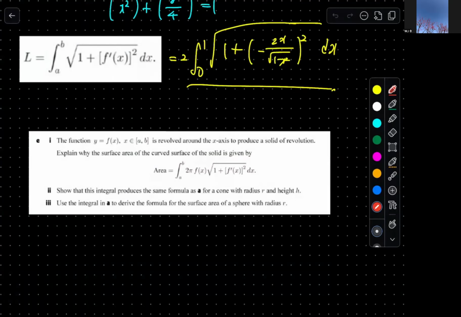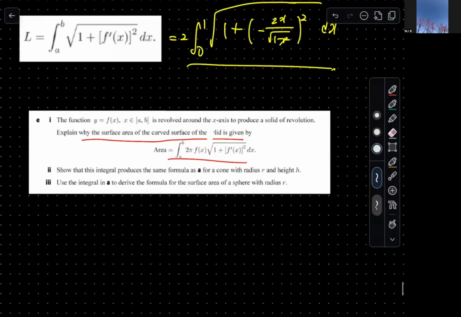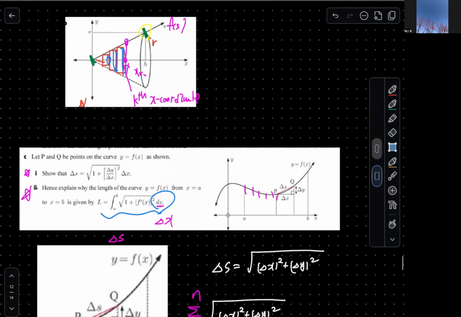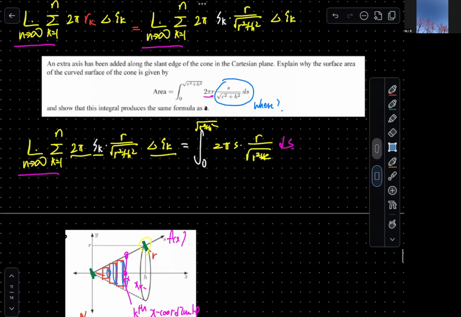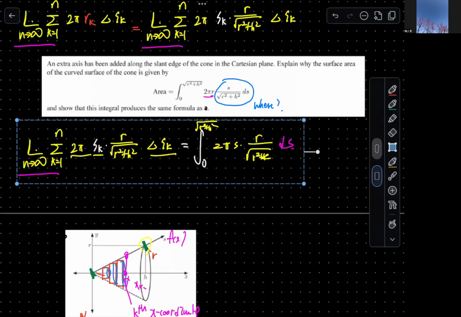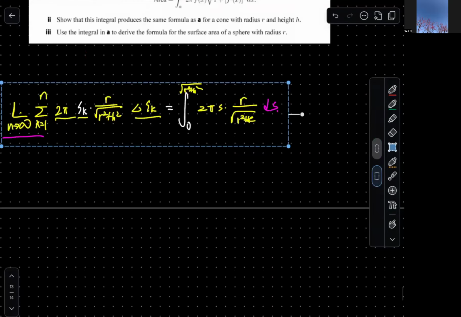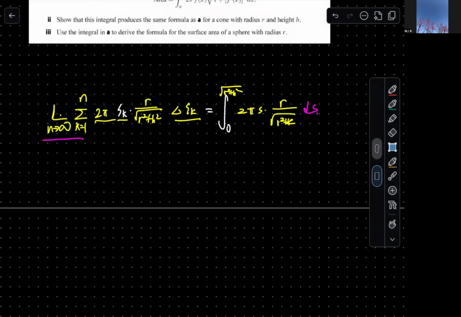The function blah, blah, blah: explain why the surface area of the curve will be given as such. Okay, so now you guys know it is important to work with the Riemann sum, right? For the surface area of revolution, we already had the Riemann sum expression before. So let me quickly get there. The Riemann sum expression that we derived was this, okay? These were what we had before, understood?